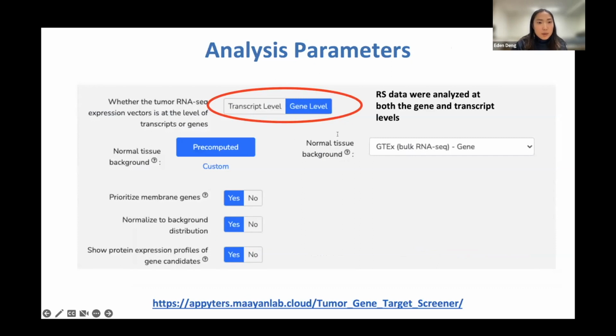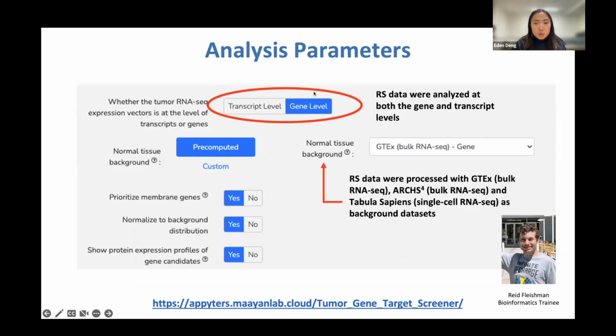So this is what the Appyter interface looks like. First, we selected to analyze the senescent samples at both the gene and transcript levels. These samples were processed against 3 normal tissue backgrounds, which were bulk RNA-seq from GTEx and ArchS4, and then single cell data from Tabula Sapiens. This single cell data set was added to the Appyter by another fellow summer scholar, Reid Fleischman.